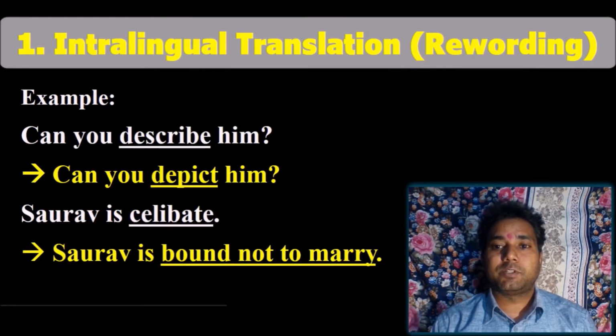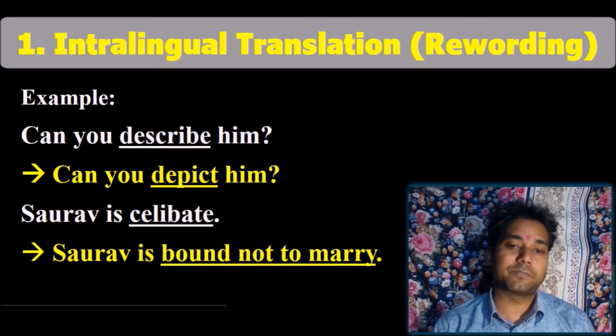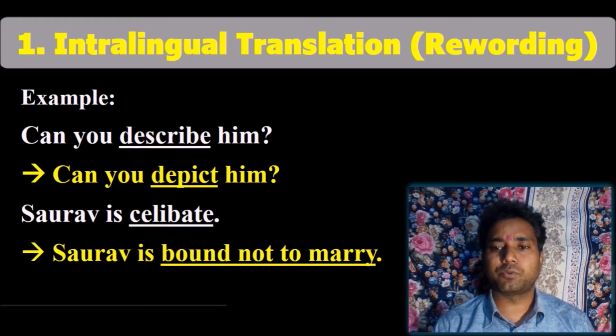For example, in the given sentences, describe and depict almost give the same meaning. Likewise, celibate and bound not to marry give similar meanings as well. Thus, if we reword in such ways, we are dealing with intralingual translation. Intralingual translation makes use of synonyms, restructuring of the sentence, paraphrasing, summarizing, etc. to say the same thing differently. It is also called rewording as we make use of different alternative words or signs.